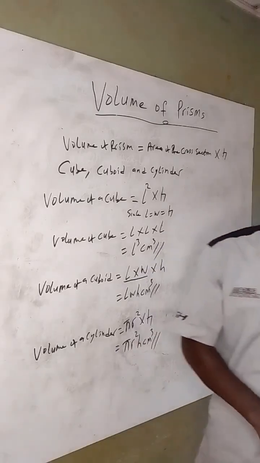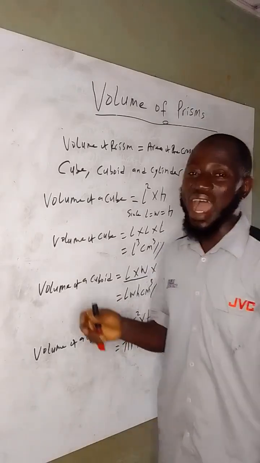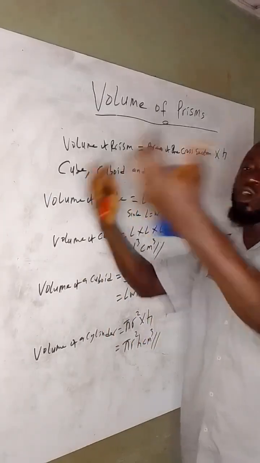Now, what do you mean by volume? Volume is defined as the amount of space that an object occupies.